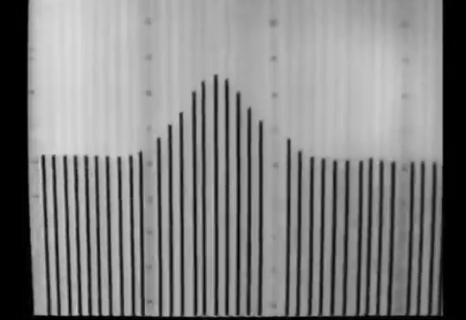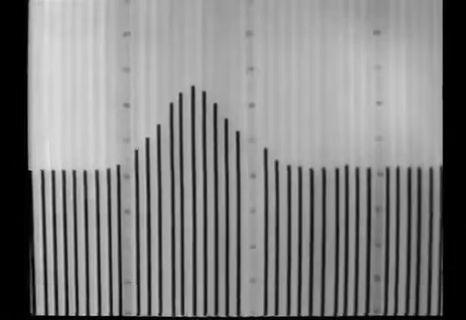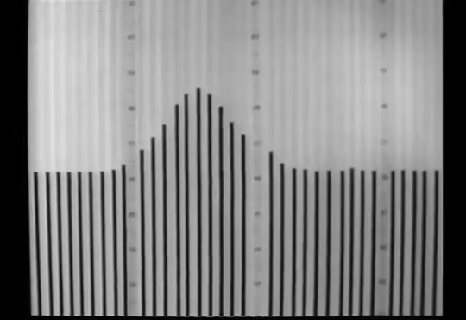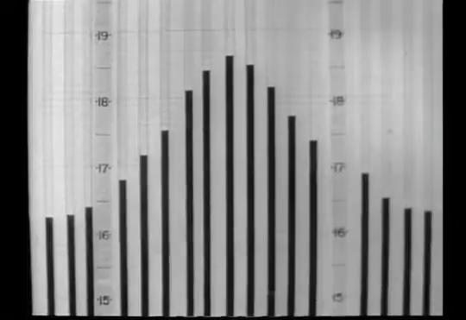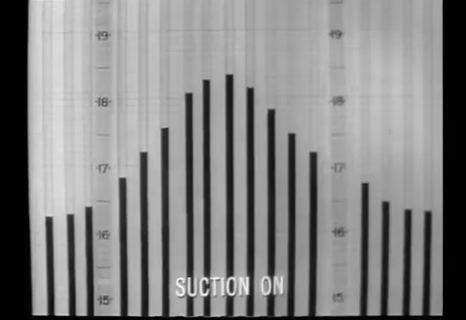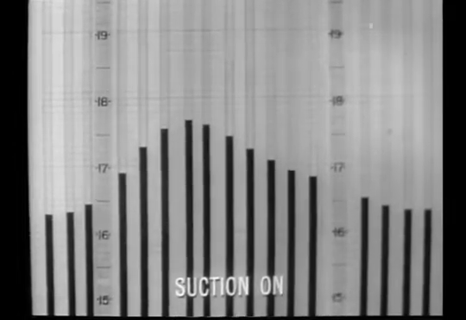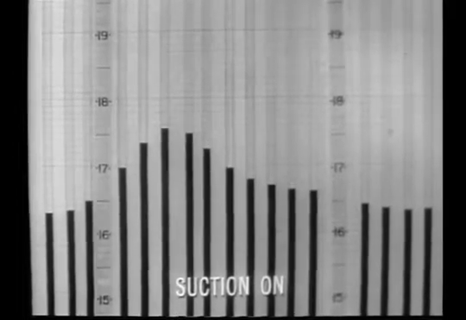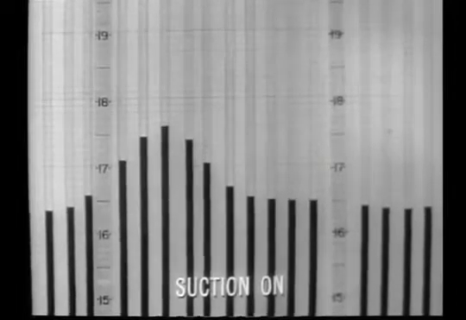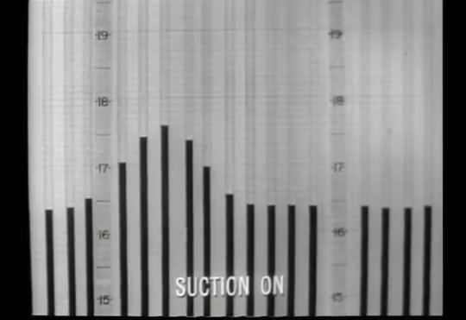Again, using an array of total head tubes, we see that without suction, the wake is broad. Applying suction reduces the streamwise momentum loss in the wake. The wake reduction is not symmetrical, since suction is applied only to the upper surface.